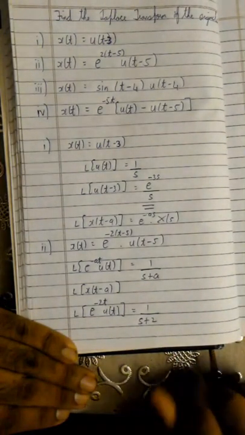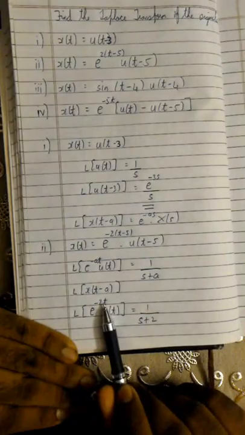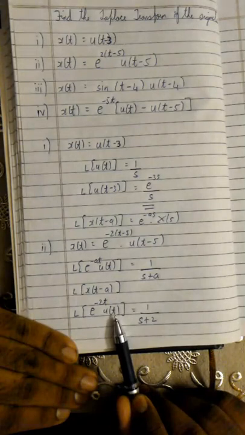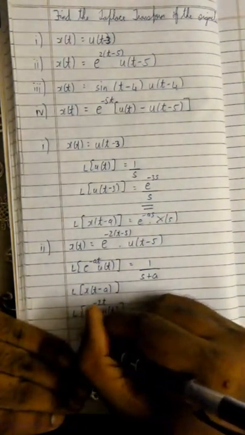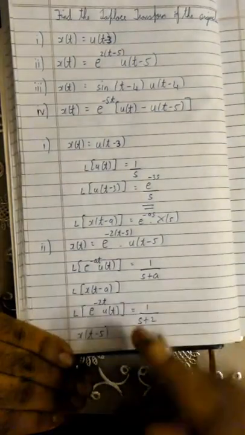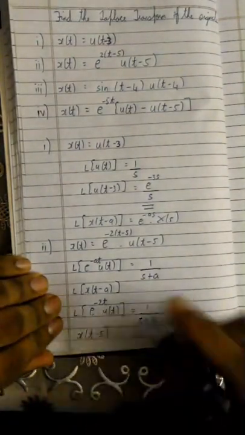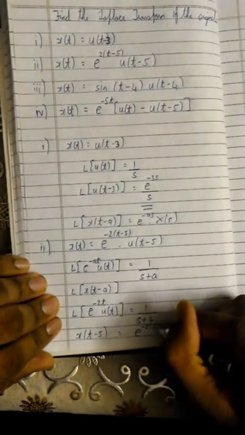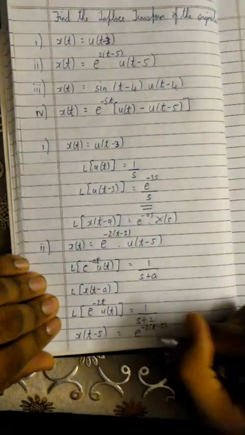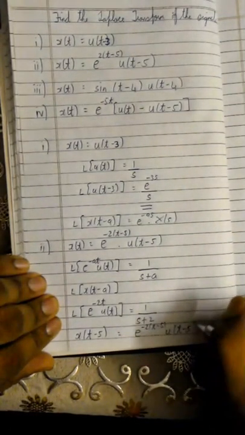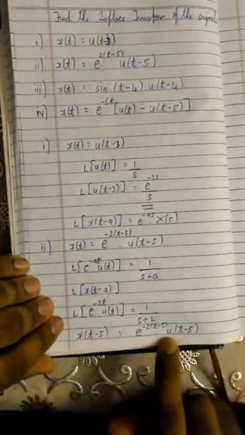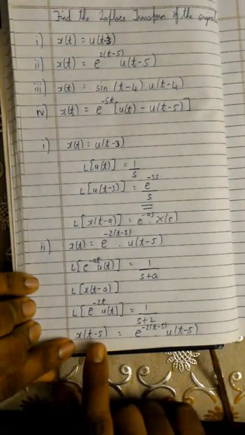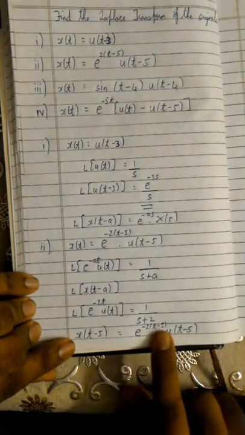Now if I replace t with t minus 5 and here also t with t minus 5, then that is called x of t minus 5, right? This means x of t minus 5 is nothing but e raised to minus 2 of t minus 5 into u of t minus 5. This is the expression. This is what time shifting means, that is, I am replacing every value of t with t minus 5.